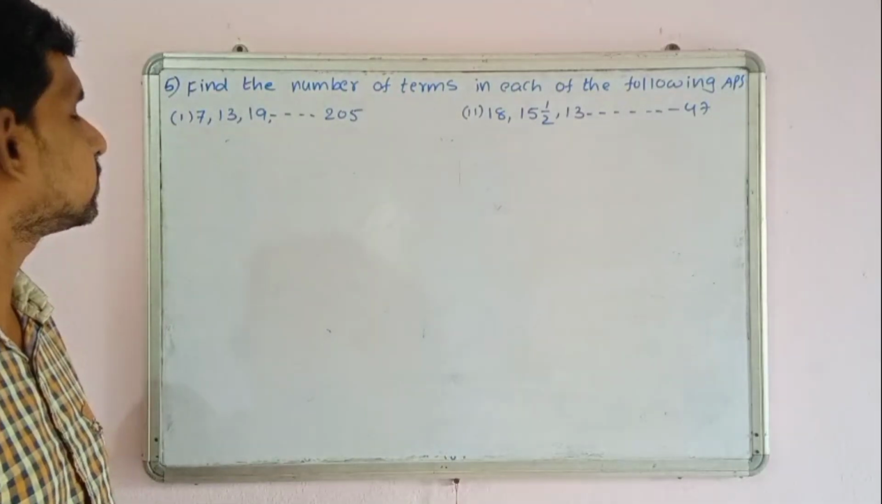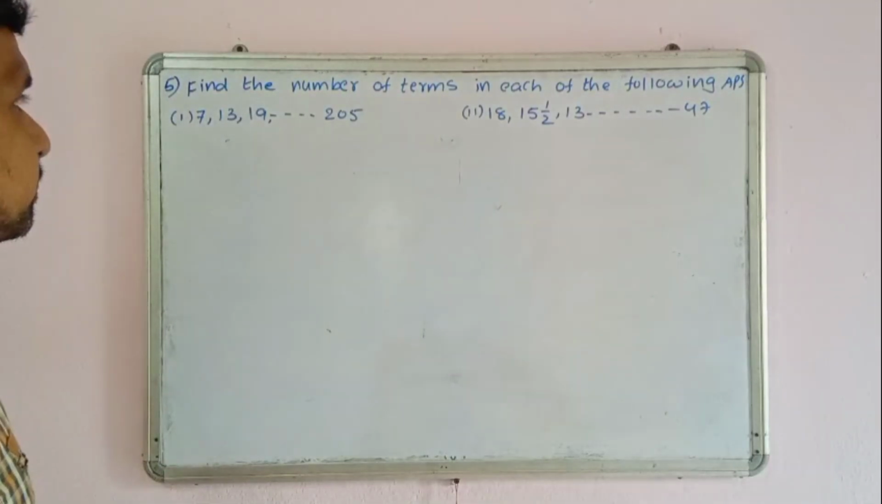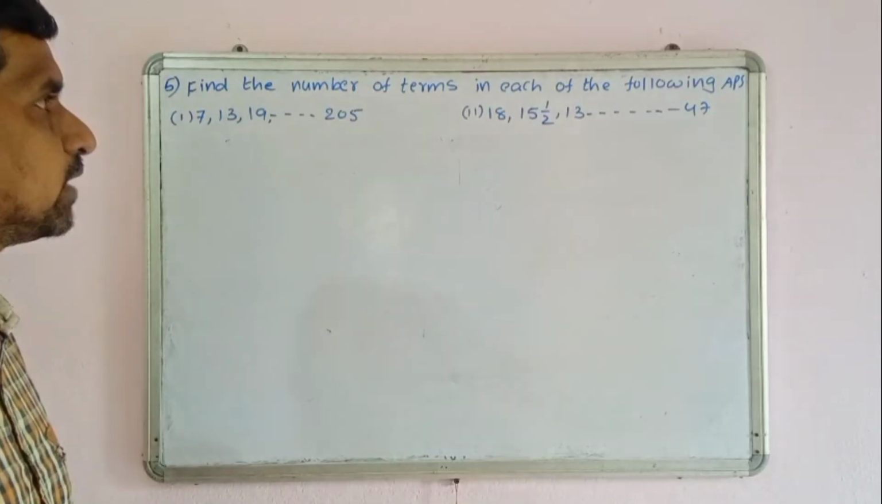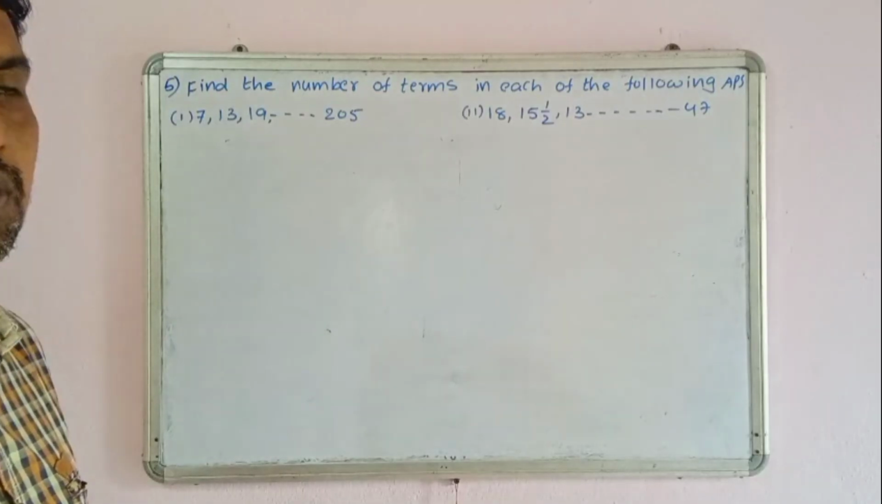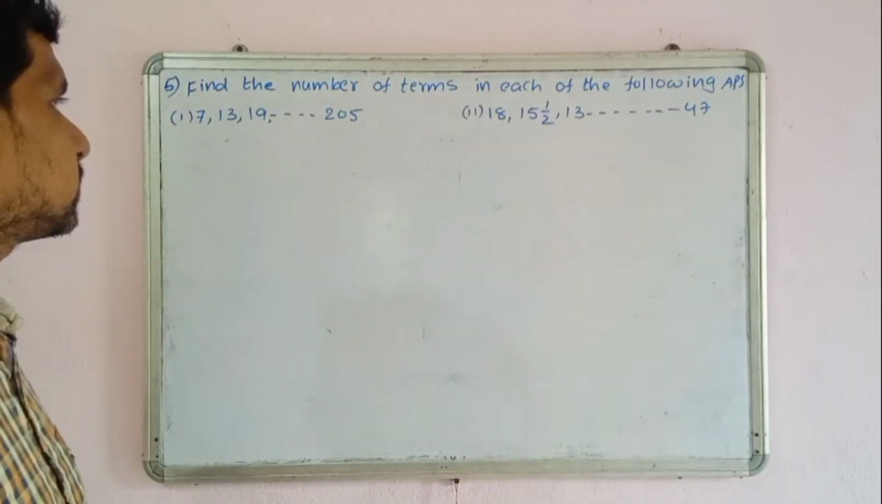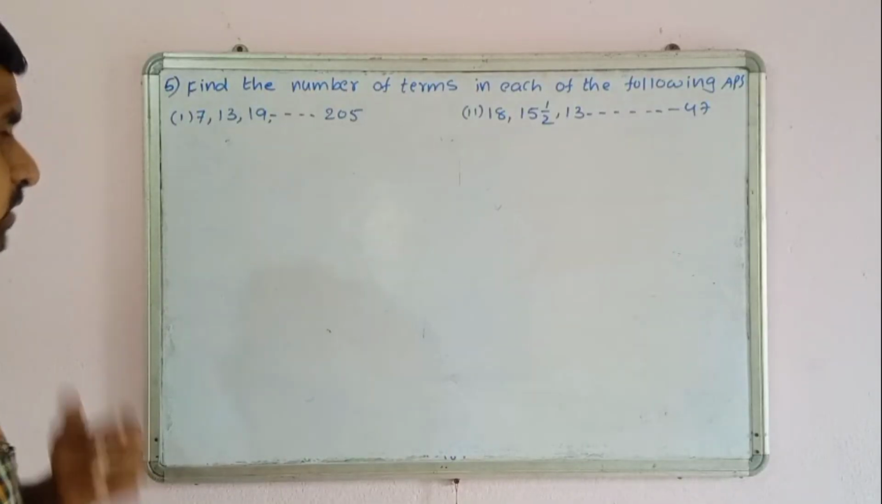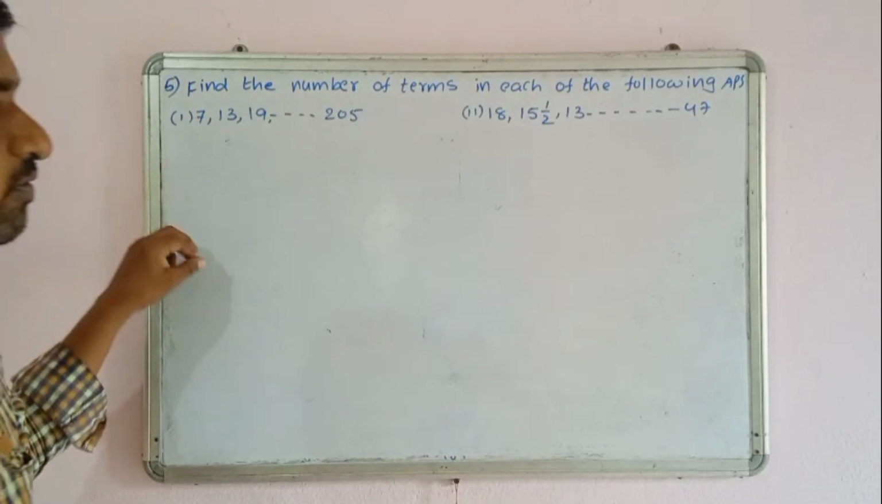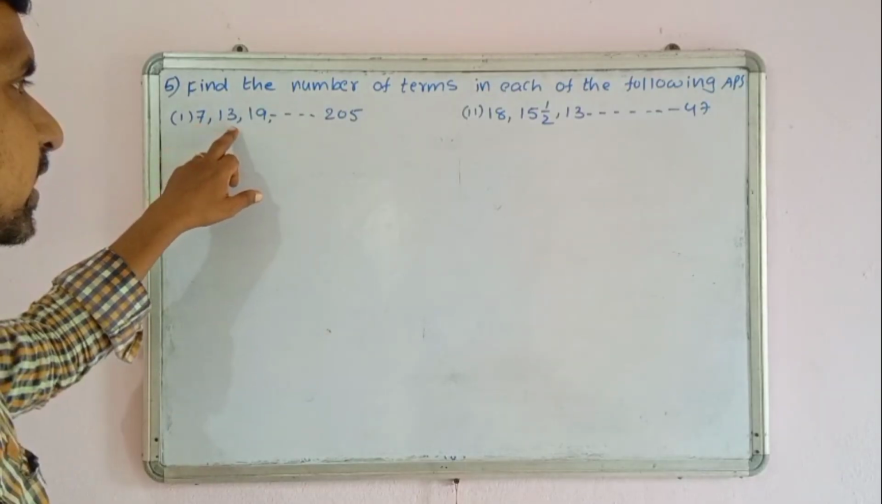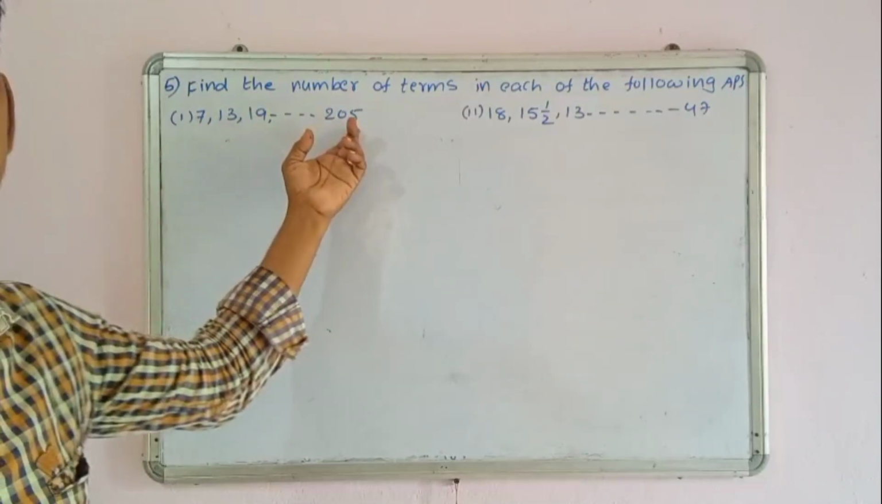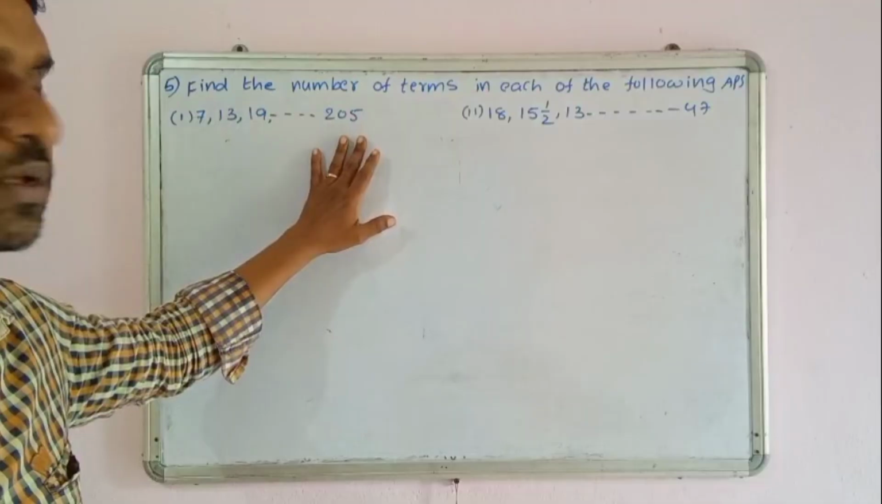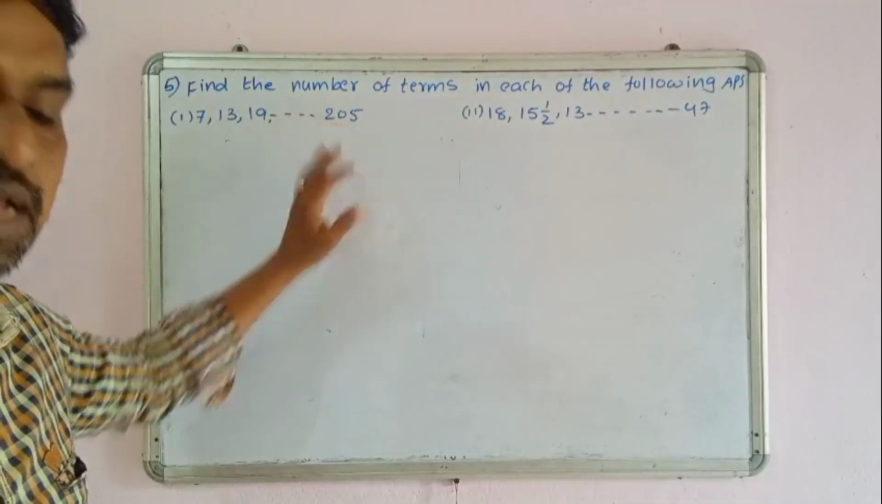Exercise 5.2, fifth problem. Find the number of terms in each of the following APs. So the first one is 7, 13, 19, and so on up to 205. First term, second term, third term. Which term is 205? How many terms are there? So we will find the value of n.